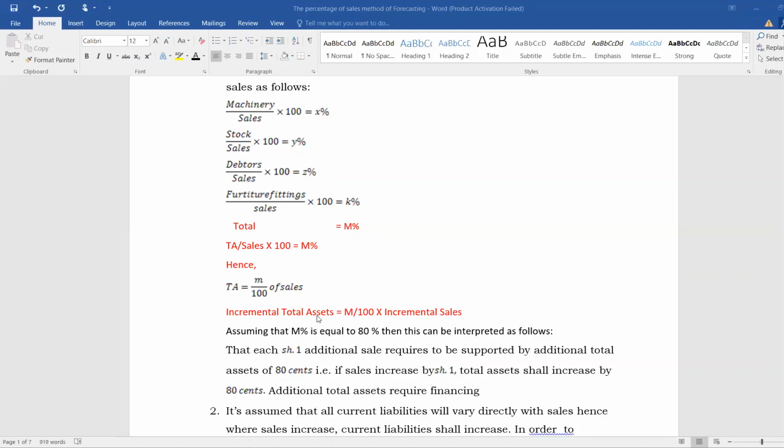Now, let me ask another question. How do you think the increase in assets will affect the firm's cash flow? Will it increase or reduce cash flow? The increase in assets, what effect does it have on the cash flow of the firm?